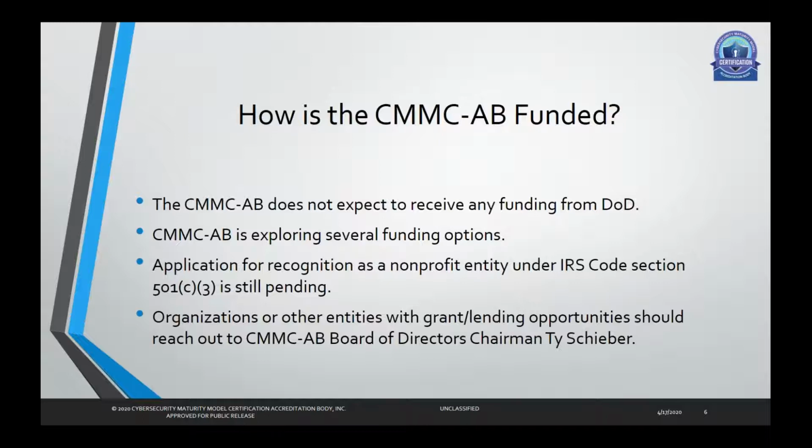We have several financial folks on the board that are looking for funding options. The signing of the MOU helps that process. We have an application in for a 501(c)(3) that's still pending under IRS. And organizations and other entities that are looking for grant or lending opportunities should reach out to our chairman, Ty, to propose different opportunities to him.